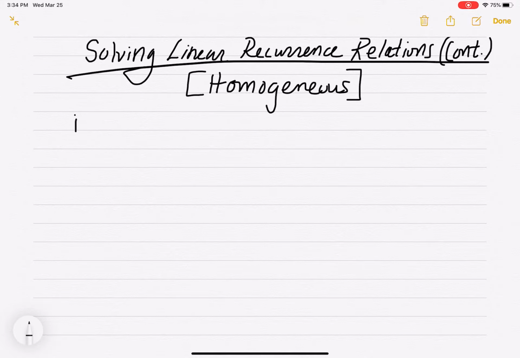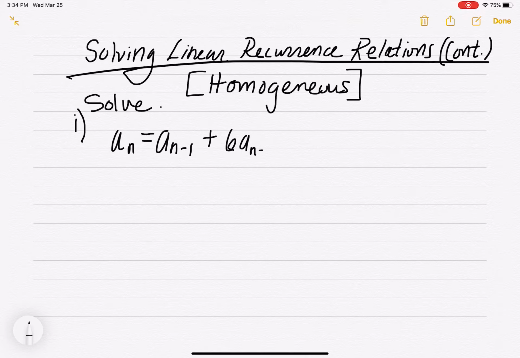Let's just say we want to solve the following. Here we go. a sub n is equal to a sub n minus 1 plus 6 times a sub n minus 2. So that's the recurrence relation. This is for n greater than or equal to 2. And then we have some initial terms: a0 is 3 and a1 is 6. Now that's the way the recursive sequence is defined.